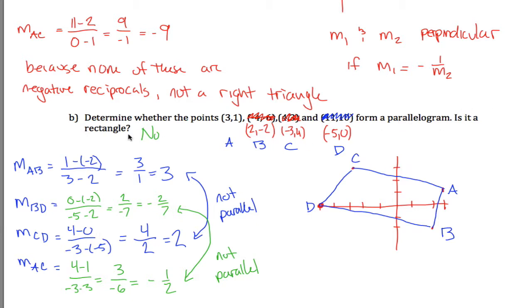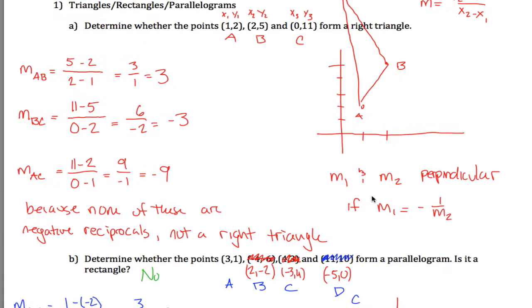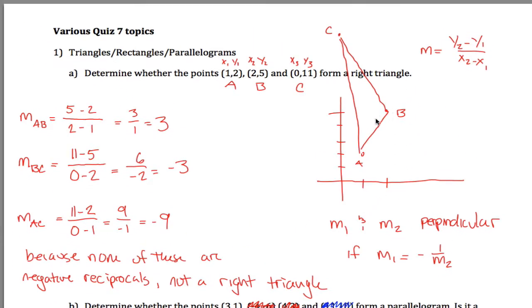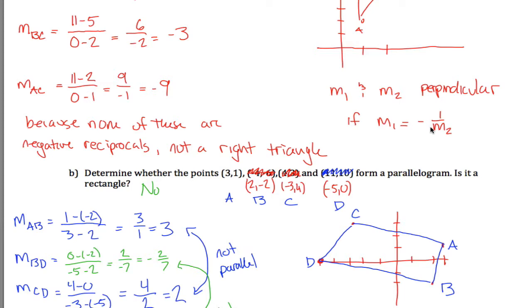However, it would not be a rectangle, because to be a rectangle, not only do you need two sets of parallel lines, but you also need a right angle. And in order to have a right angle, we must have perpendicular lines. And in order to have perpendicular lines, the slope of one of them has to be the negative reciprocal of the slope of the other one.